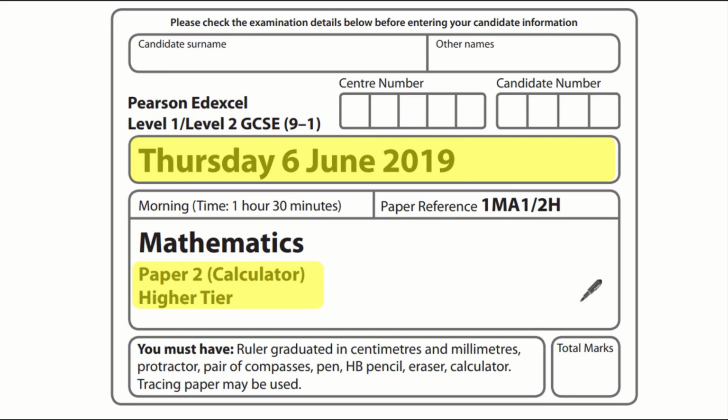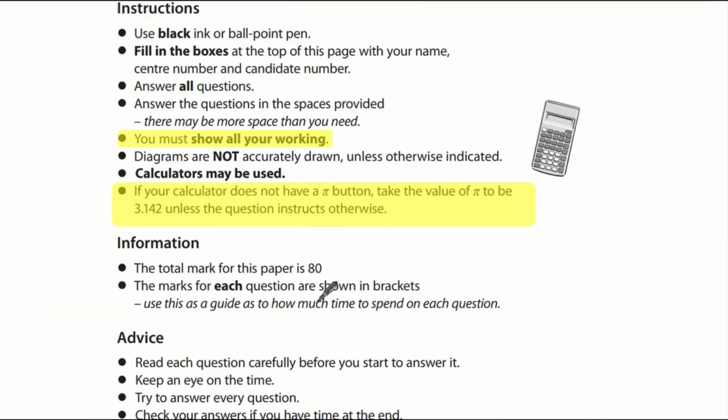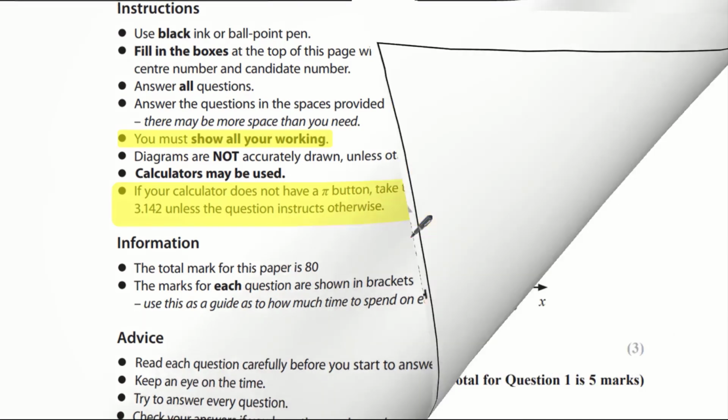Hello everyone, and welcome to this tutorial on the June 2019 Higher Paper 2, which is a calculator paper. It's important to note whether it's a calculator or non-calculator paper, you must always show your working out. So whatever calculation you insert into your calculator, you must write it down. If your calculator does not have a pi button, then take the value of pi to be 3.142 unless the question instructs otherwise. So let's have a look at question 1.